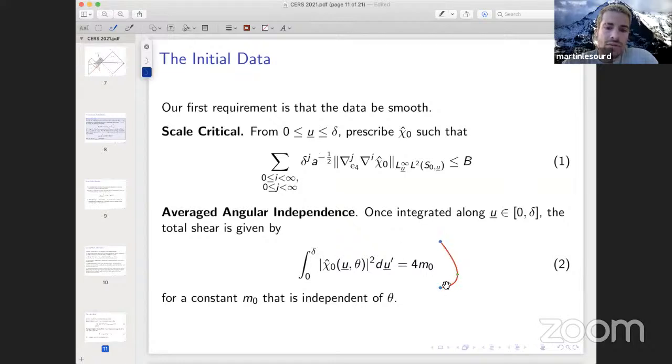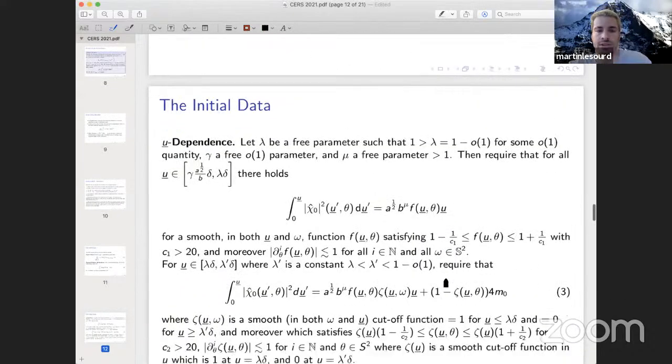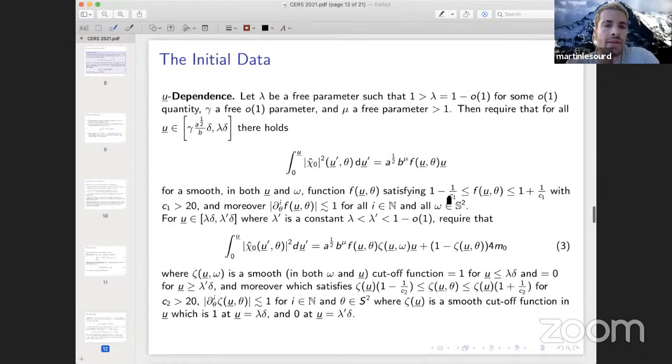You have to kind of assume this condition which says that once you've integrated up to delta, then there's no angular dependence on the shear. So this is nothing like spherical symmetry. It's just saying that after you've integrated along all the directions, you actually get something that's independent of theta, which is the right angular parameter on the initial sphere.